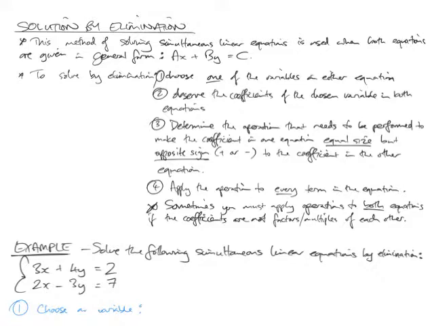So to solve by elimination, there's 4 steps. Keep this in mind, okay? Number 1, choose one of the variables in either equation. You just choose x or y. Number 2, observe the coefficient, so the number in front of that chosen variable, in both of the equations.